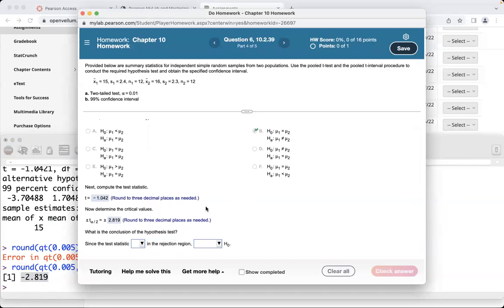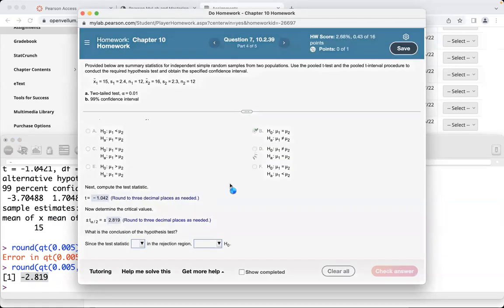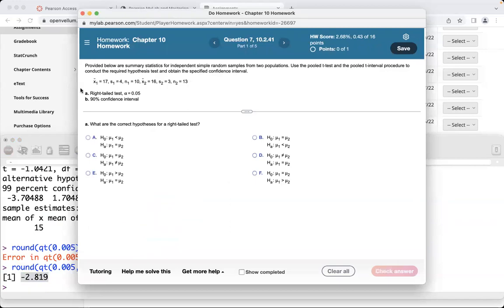Okay, and again, I'll let you interpret how that works, whether the test statistic is in the rejection region or not. I'll leave that part to you. I'm just more interested in talking about R here. So that's how we do this for a pooled test.